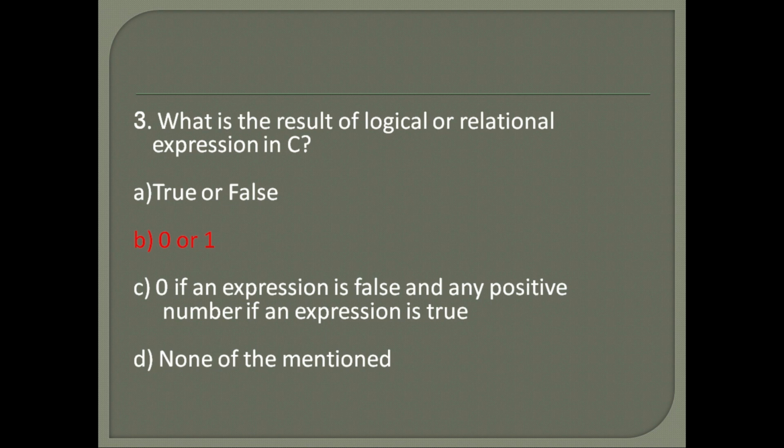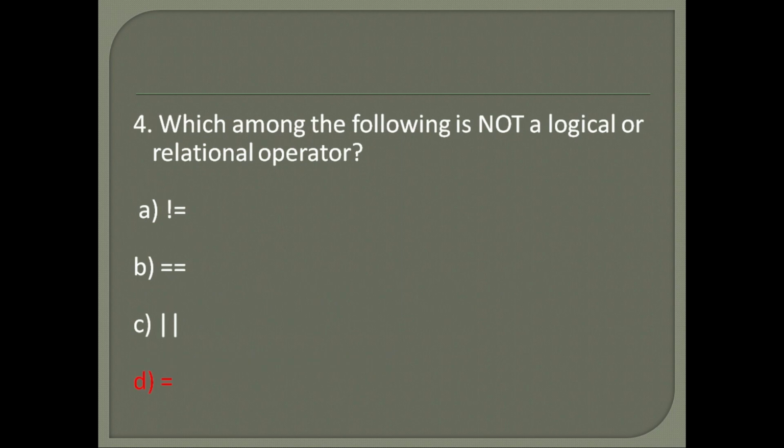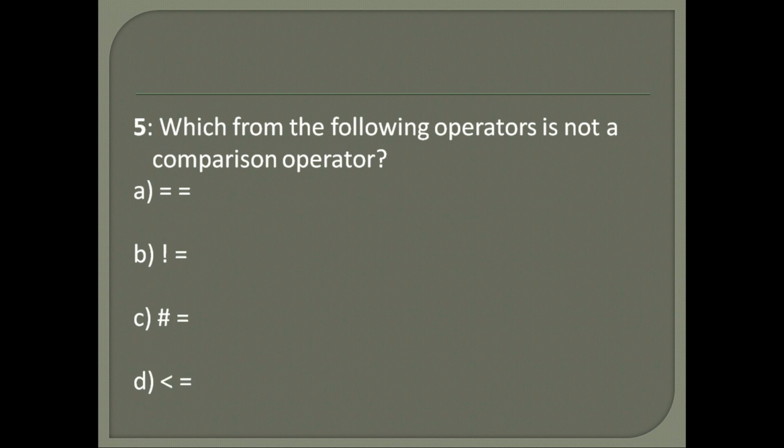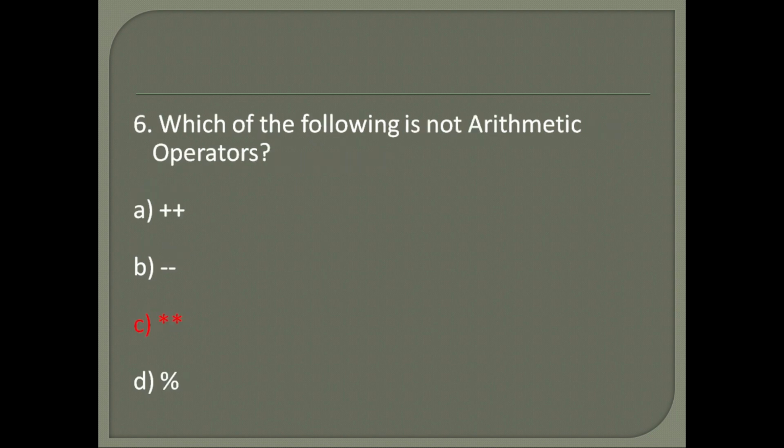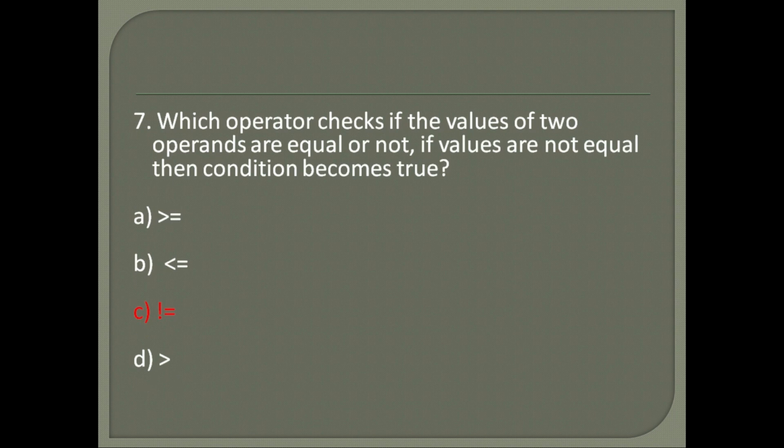Which among the following is not a logical or relational operator? Option D is the correct answer. Which of the following operators is not a comparison operator? Option C is the correct option. Which of the following is not an arithmetic operator? Option C is correct.